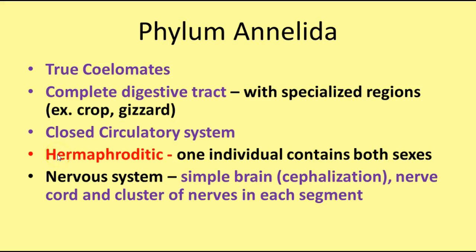These are hermaphroditic, meaning one individual containing both sexes. Again, that's a benefit, because if they run into another individual of the same species, there is no doubt they will be able to reproduce. The nervous system of these guys is a simple brain. Remember, cephalization is that concentration of nerves at the anterior end, or the head end. They have a nerve cord, but the advancement here is that we're going to see a cluster of nerves in each segment of the animal, rather than just two nerve cords.